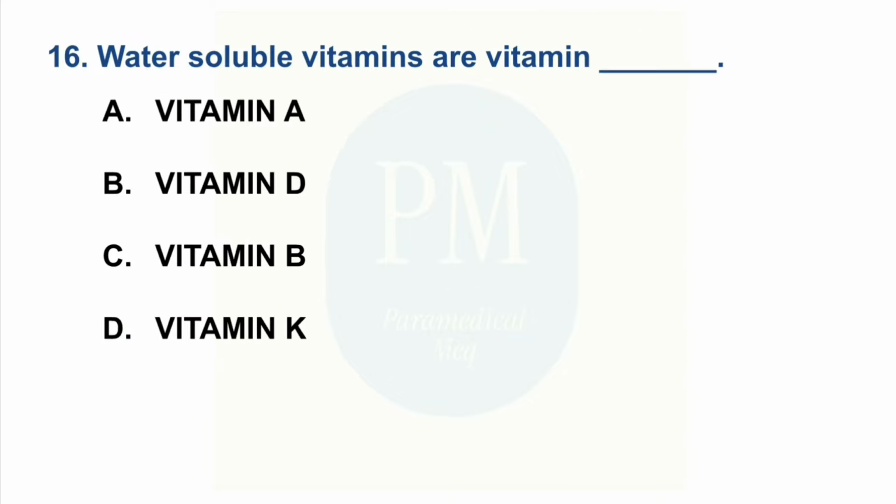Water-soluble vitamins are vitamin dash. Option A, vitamin A, option B, vitamin D, option C, vitamin B, option D, vitamin K. The correct option is option C, vitamin B.